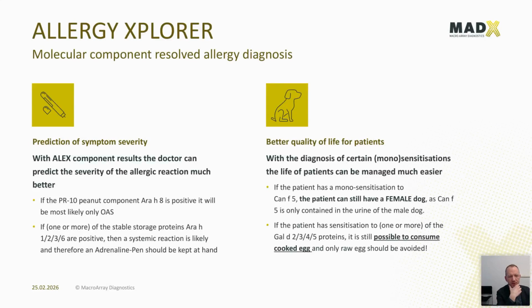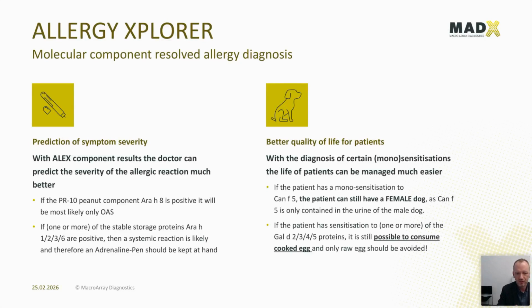Additionally, an accurate determination of the patient's sensitization profile can help increase the patient's quality of life. The diagnosis of certain monosensitizations can help improve lifestyles and make them a bit more flexible. It can also lead to a more tailored kind of allergy management. For example, if a patient is monosensitized to Can f 5, then it might still be possible for the patient to own a female dog, as Can f 5 is only contained within the urine of male dogs.